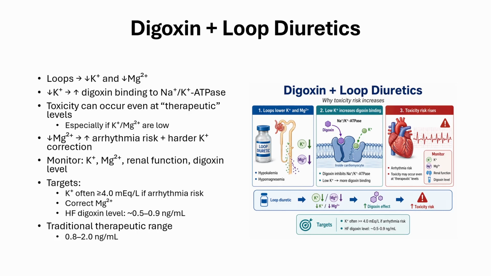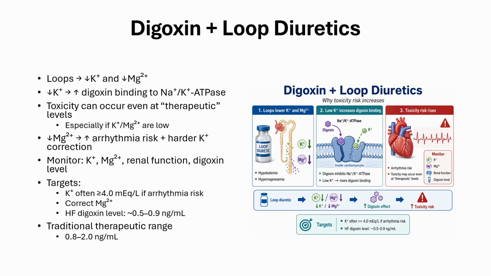The ACC/AHA heart failure guidelines and the FDA digoxin label recommend the following for patients on concurrent digoxin and loop diuretics, which is to maintain potassium in the normal to high normal range. So we want to target a serum potassium of greater than 4 milliequivalents per liter.